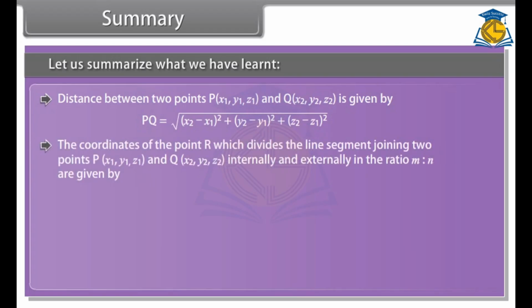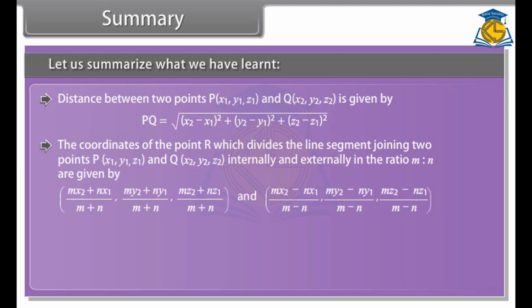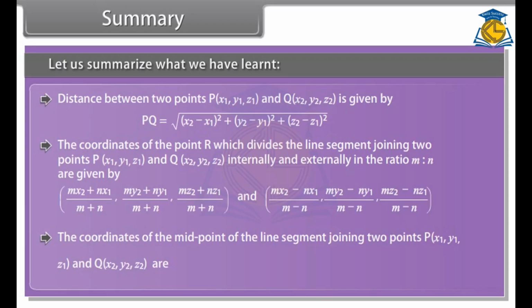the coordinates of the point R, which divides the line segment joining 2 points P (x1, y1, z1) and Q (x2, y2, z2) internally and externally in the ratio m:n are given by, and the coordinates of the midpoint of the line segment joining 2 points P (x1, y1, z1) and Q (x2, y2, z2) are.